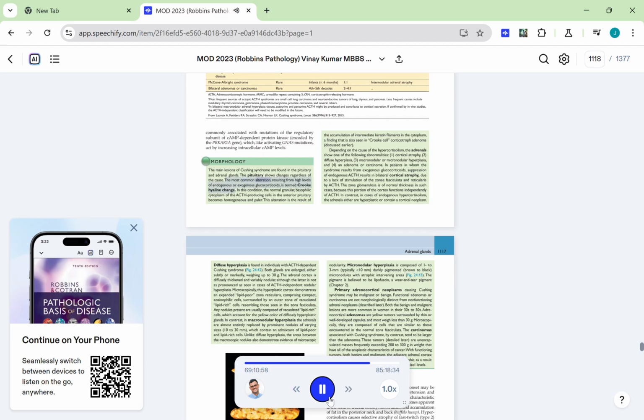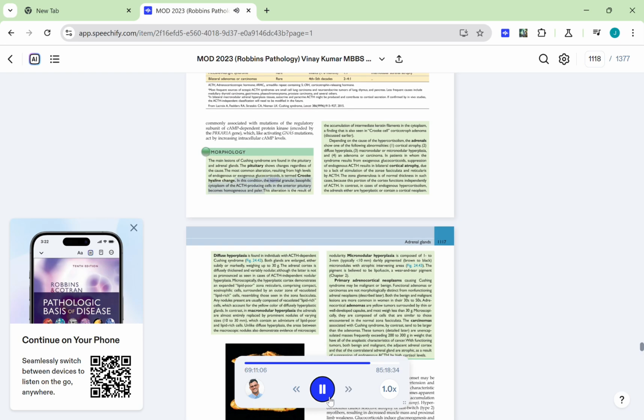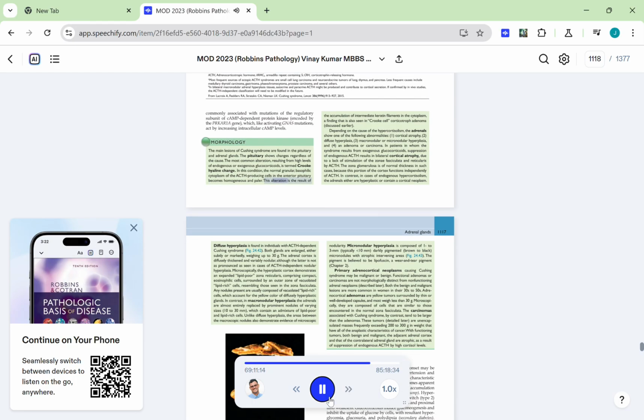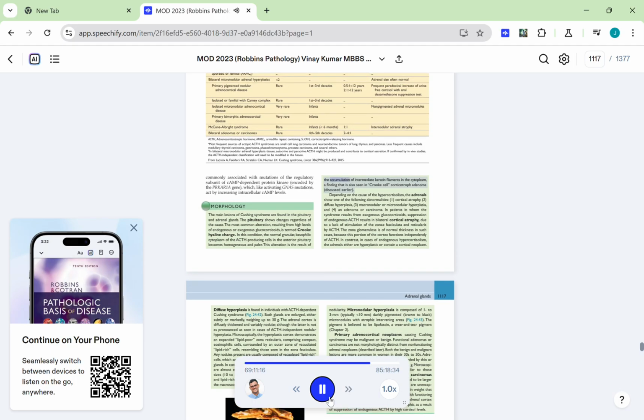The most common alteration, resulting from high levels of endogenous or exogenous glucocorticoids, is termed Crooke hyaline change. In this condition, the normal granular basophilic cytoplasm of the ACTH-producing cells in the anterior pituitary becomes homogeneous and paler. This alteration is the result of the accumulation of intermediate keratin filaments in the cytoplasm, a finding that is also seen in Crooke cell corticotroph adenoma.